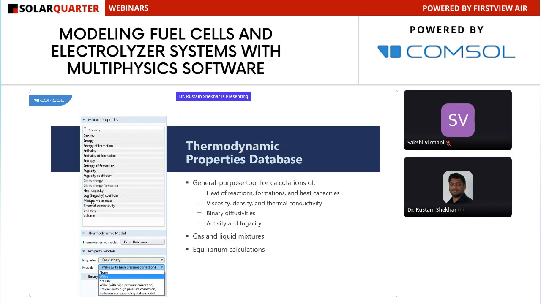So we keep on talking about the properties, thermal properties. So what kind of properties are we talking about? Here we can see the flow properties like density and energy of formation. So you can see the heat of reaction, formation, and the heat capacity, which are the thermal quantities. You can see the transport properties, which are viscosity, density, and thermal conductivities, and the chemical properties like activity and fugacity.